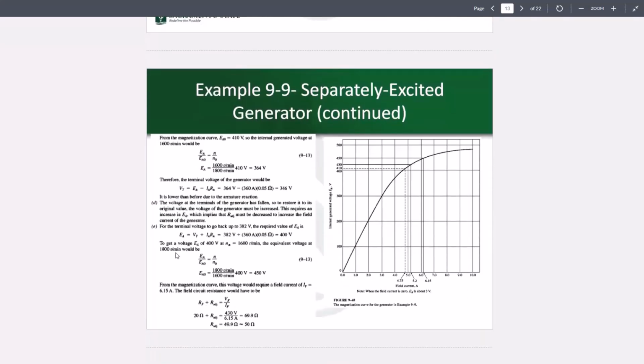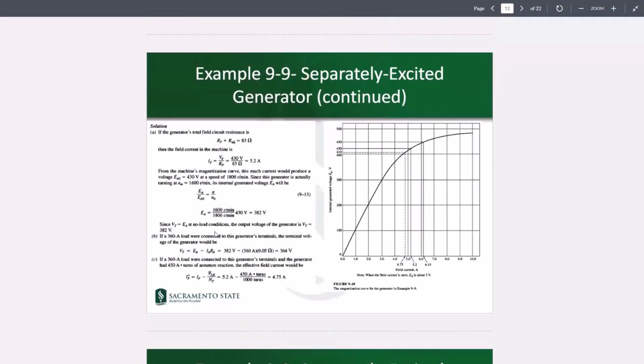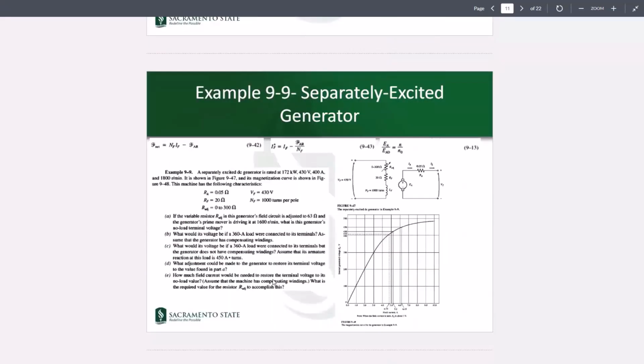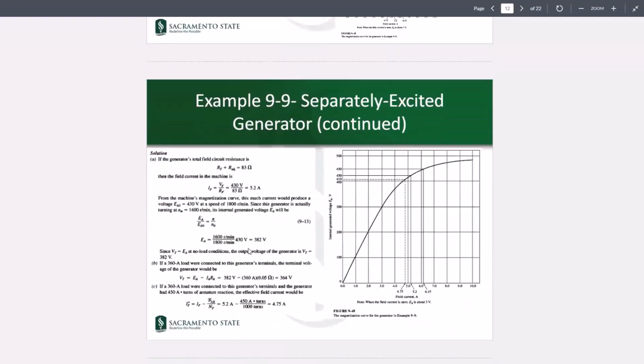So for that, since we want 382 volts, then in this equation we find out what should be the actual voltage on the armature, which comes out at 400 volts. Since we have RA and IA, we know what IA is. IA would be the same value of 360 amps that was used in part C.